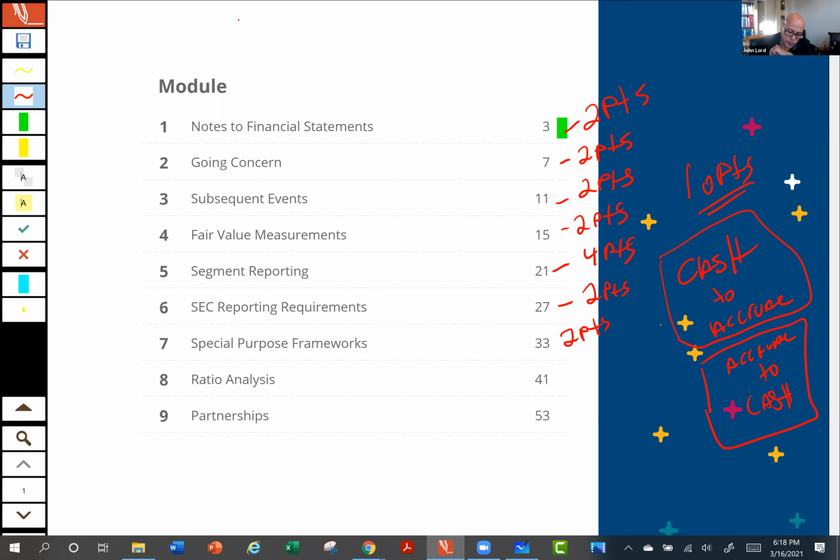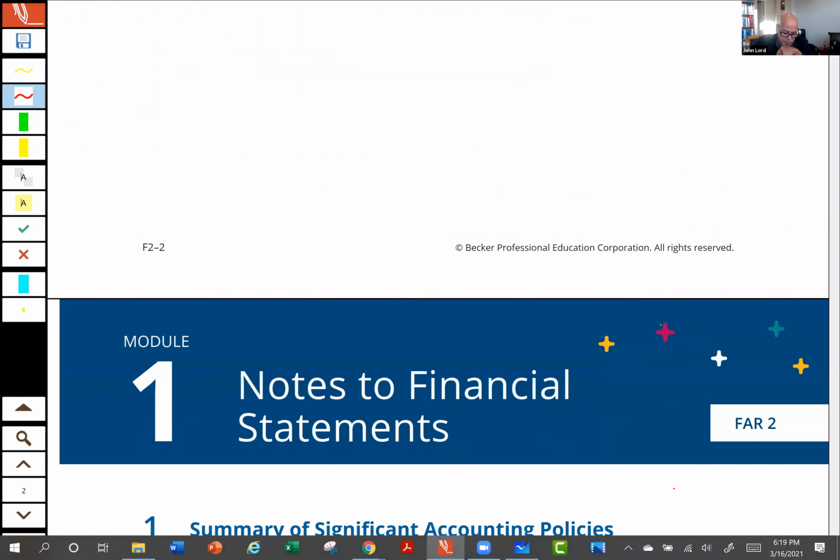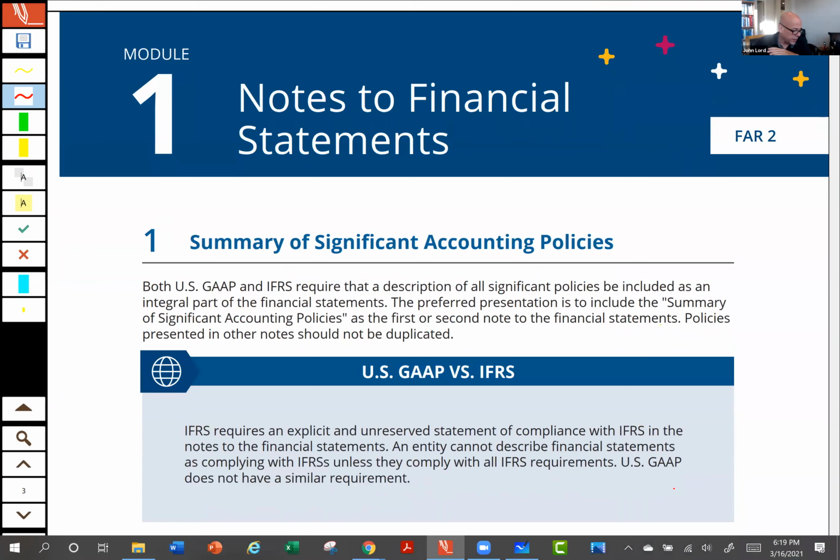Okay, ratio analysis, I'm going to put 5 points here, and then partnerships 2 points. So you look at this stuff, and for some reason I keep hearing in the chatter that partnerships aren't on the exam anymore. I don't know where that chatter came from. That is not true. Partnerships are still tested on the exam.